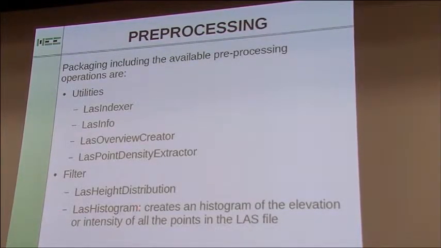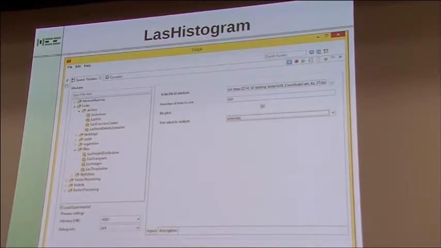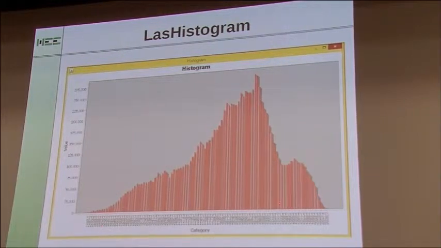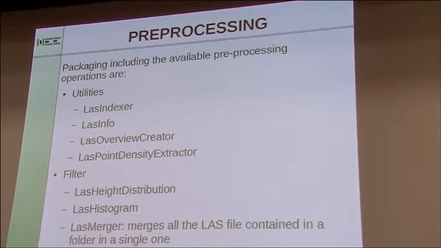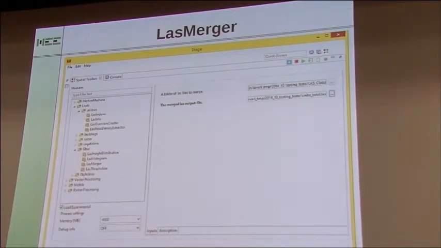Then we have a LAS histogram. It creates the histogram of the points in the LAS file, and you can choose here if you want to use the histogram of the intensity, or the histogram of the elevation. And this is a result of the histogram of elevation of an entire LAS. It is very interesting to understand how the vegetation is distributed inside a LAS. And then a LAS merger that merges all the LAS files contained in a folder in one single file. There is nothing special in this.